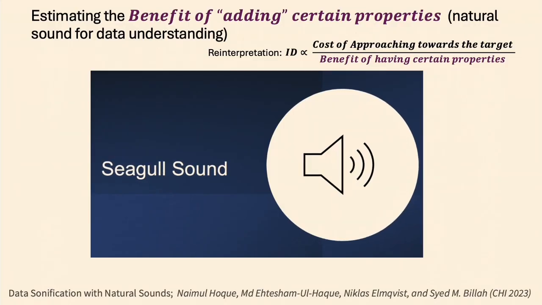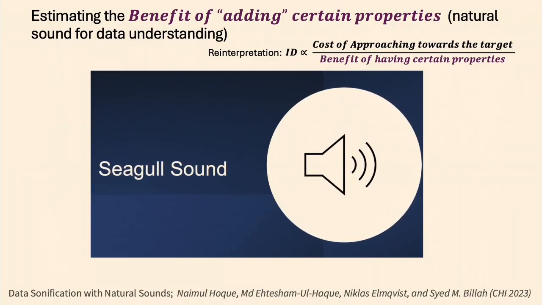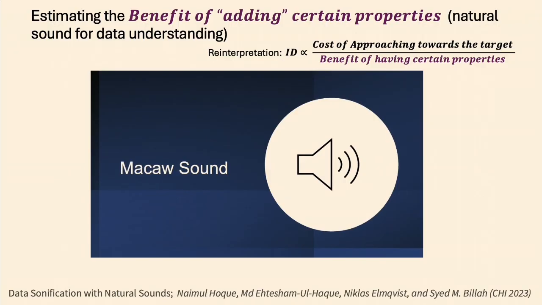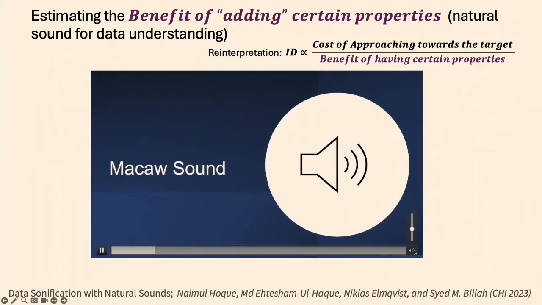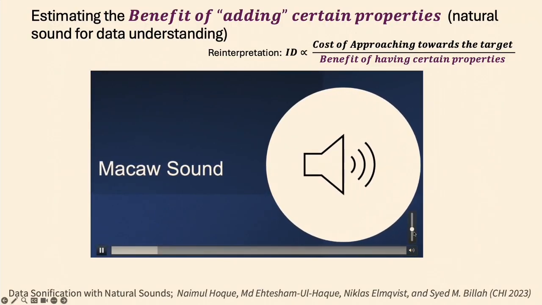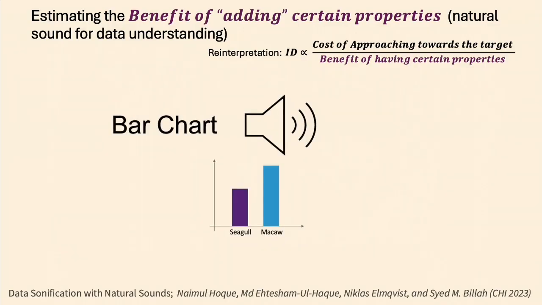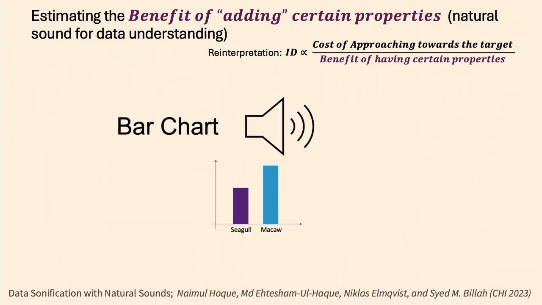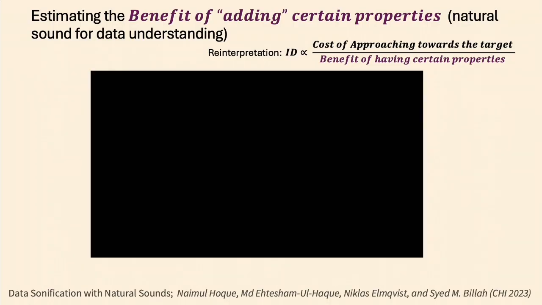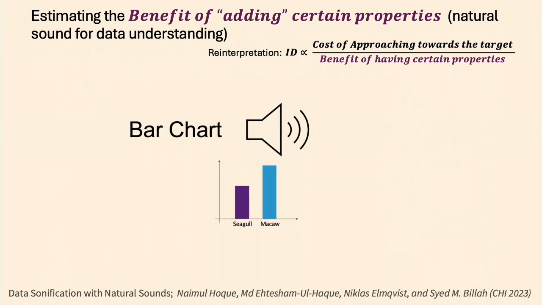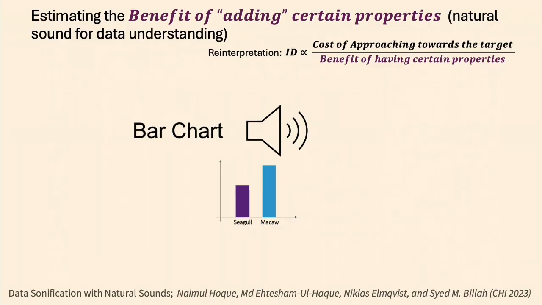We added a background white noise to create the ambience of listening to the bird outside in the wild. Let's now hear what an Amazon macaw sounds like. Let's combine them to represent a bar chart. Notice the macaw is louder than the seagull, indicating it has the higher value. We play the sounds repeatedly at random intervals until a user stops or pauses the sonification.